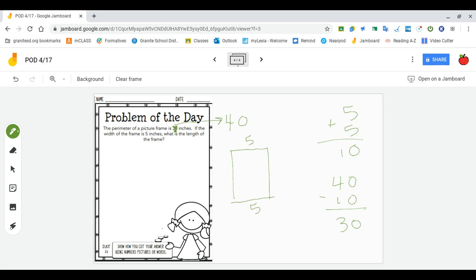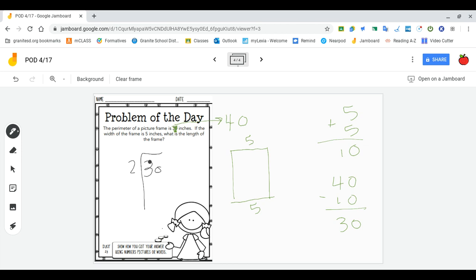So I could use division. I could use a multiplication fact. I could use a couple different things. I'm going to go ahead and use some division to review that. So I know that I need to divide what's left here, 30, by 2 edges. So 30 divided by 2.